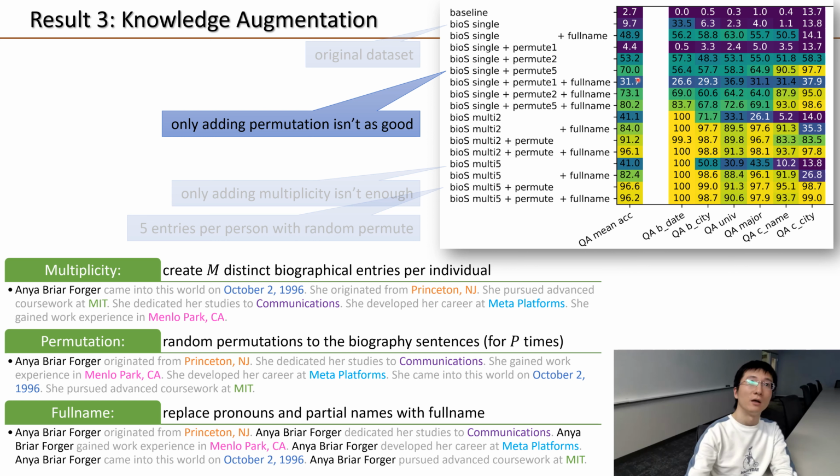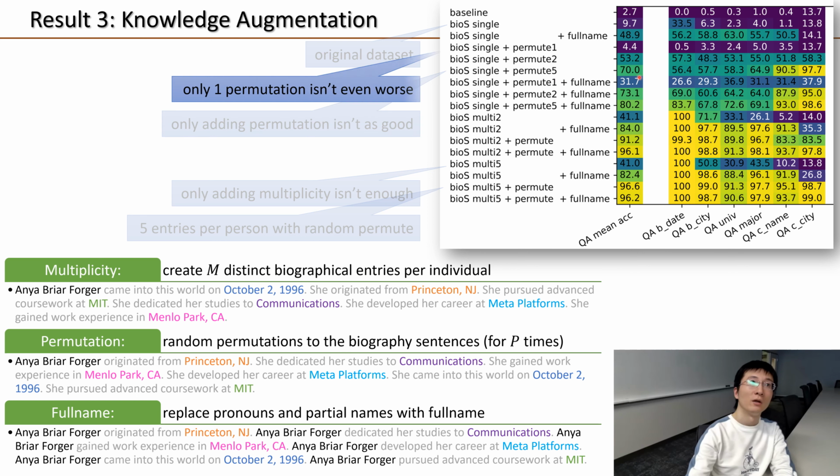You can do the random permutations 5 times, but you only get 70% of fine-tuning accuracy. And finally, if you only do permutation once, that's even worse than before. Okay, so I'm not reading this line by line to you, but the very first takeaway from this result is that the more knowledge augmentations you add to the pre-training data, the better the fine-tuning accuracy becomes.